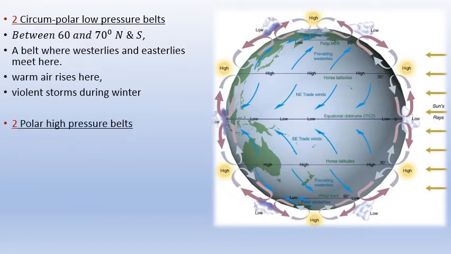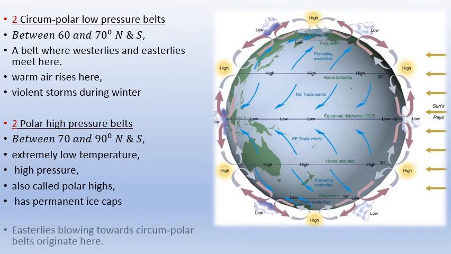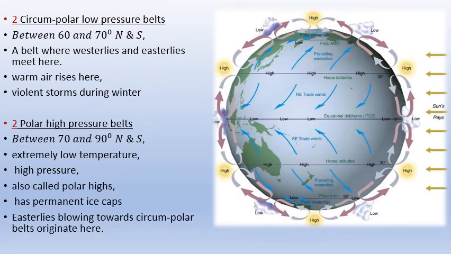The last two are the polar high pressure belts. So one equatorial low pressure belt, two subtropical high pressure belts, then two circumpolar low pressure belts, and finally two polar high pressure belts. These are the extreme cold regions where there is extreme high pressure between 70 to 90 degrees north and south. Extremely low temperature is created here, and the high pressure is also called polar highs. These have permanent ice caps, and easterlies blowing towards the circumpolar belts start from these polar high pressure belts.